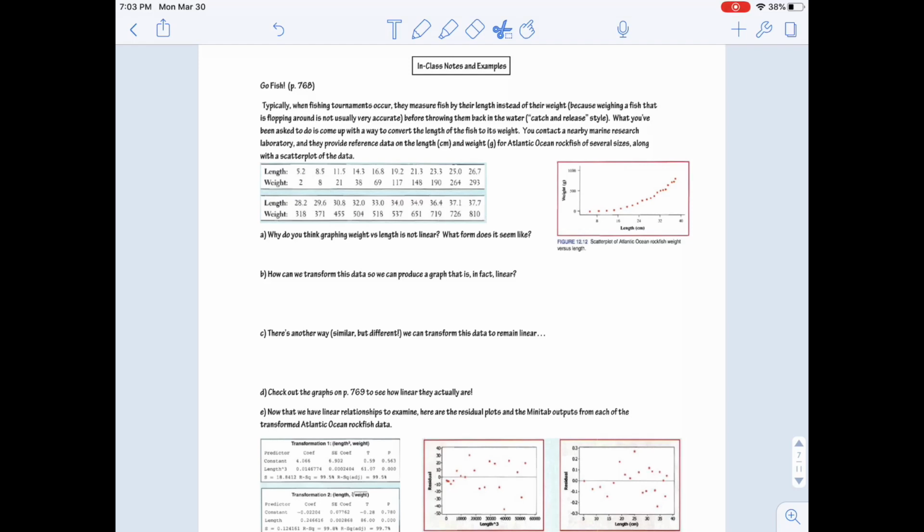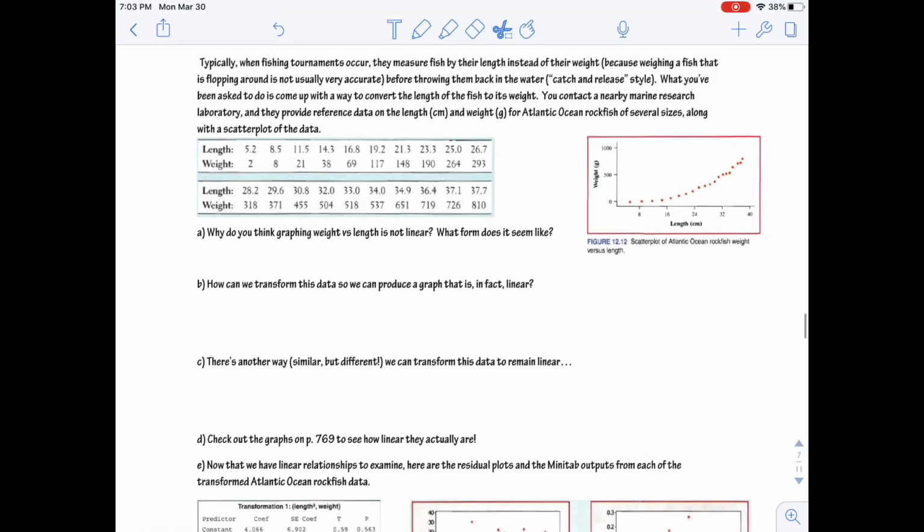What you've been asked to do is to come up with a way to convert the length of the fish to its weight. You contact a nearby marine research laboratory and they provide reference data on the length and the weight for Atlantic Ocean rockfish for several sizes, along with the scatter plot of the data. So here is our data. There is your scatter plot there on the right, and obviously that's not linear.